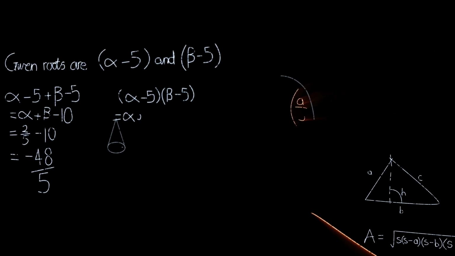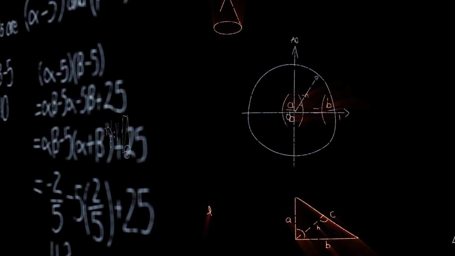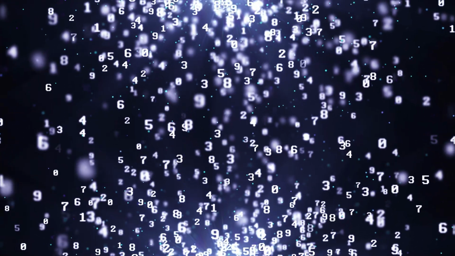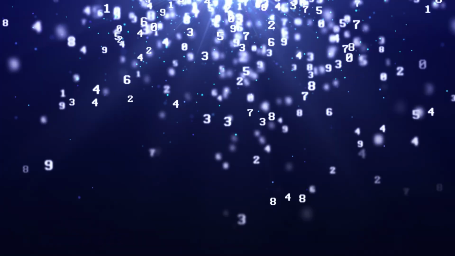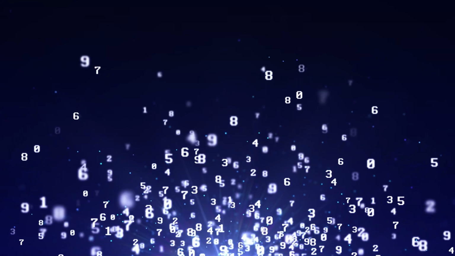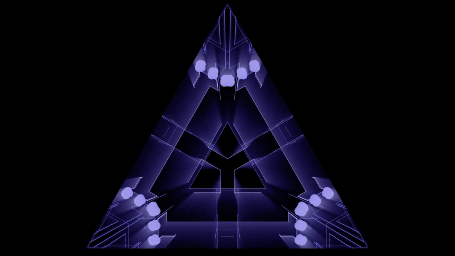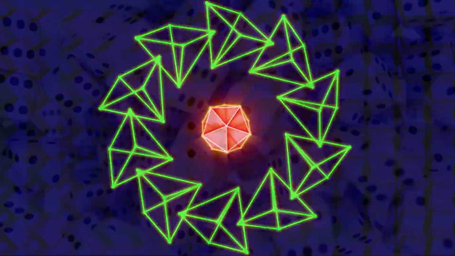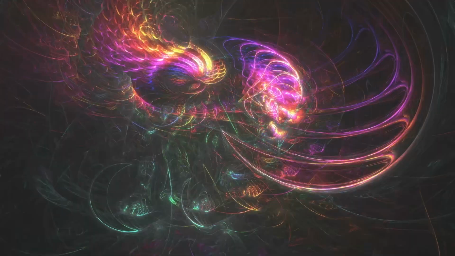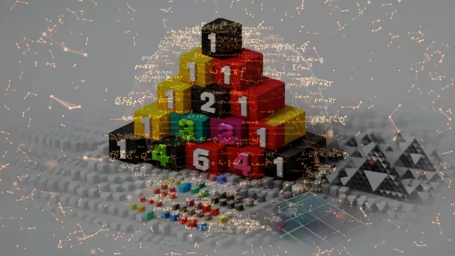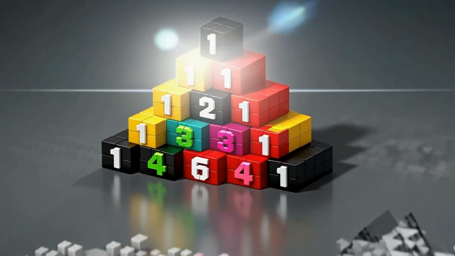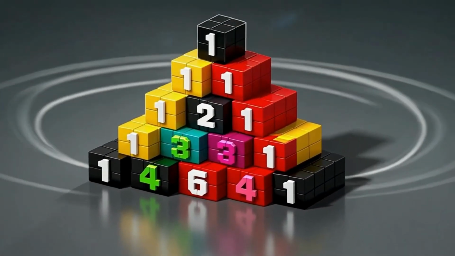Some mathematical objects look simple at first glance. Just numbers arranged in a neat shape. Nothing extraordinary. But sometimes behind that simplicity lies a universe of patterns. A triangle that connects algebra, geometry, probability, fractals, and centuries of mathematical discovery. Today we're exploring one of those objects, Pascal's triangle.